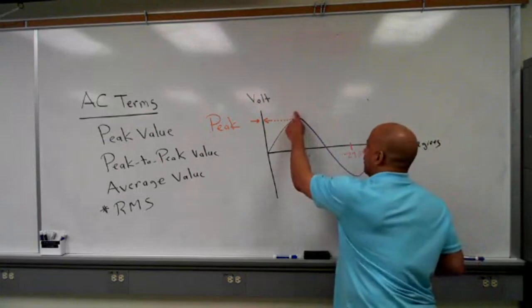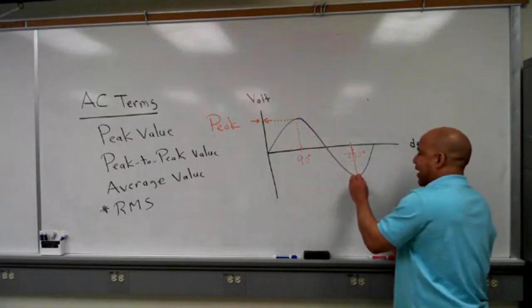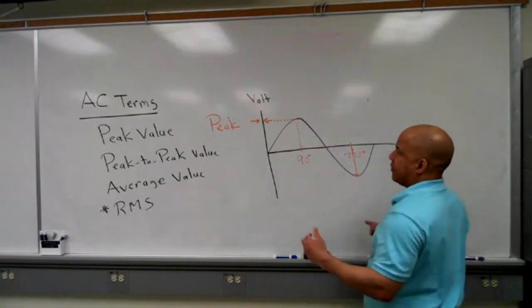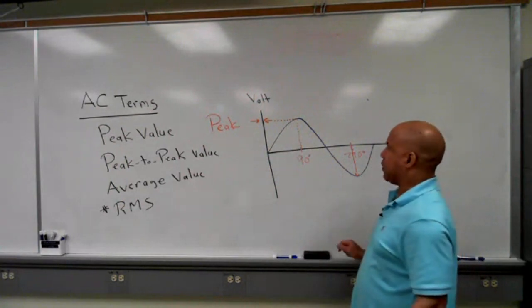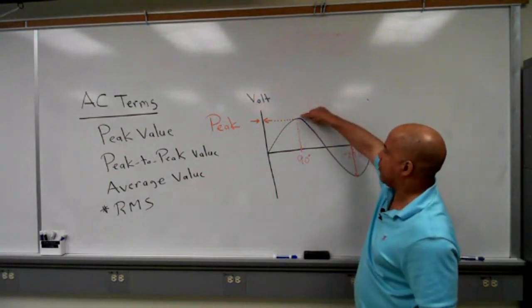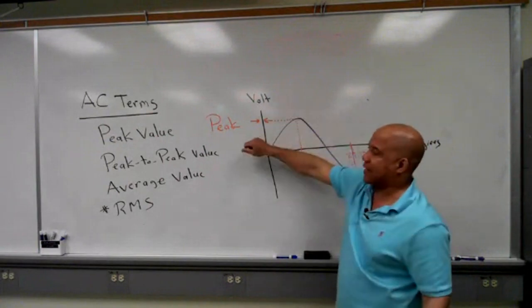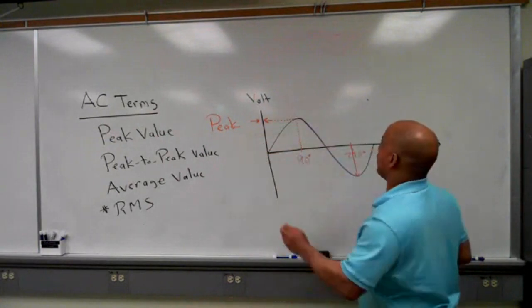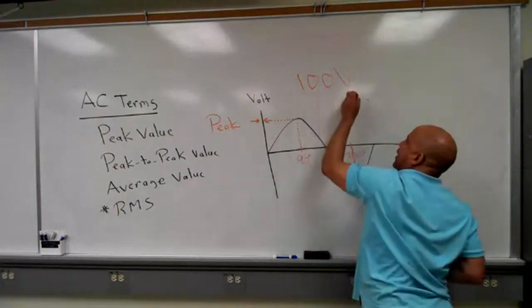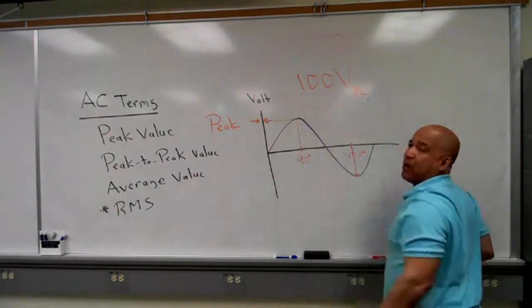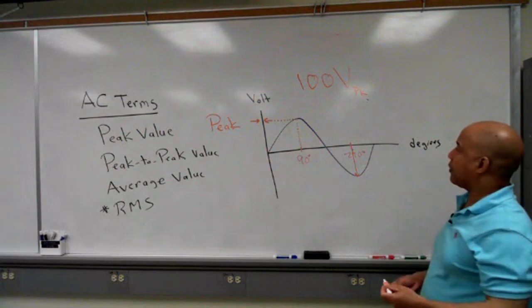Now there's a positive peak, and then over here there's a negative peak. But positive and negative doesn't mean much right now. Just for the peak value, come over here, go across there, and you got the peak value of the voltage. So if I want to show 100 volts peak, I might put a little PK right there so I know it's a peak value.